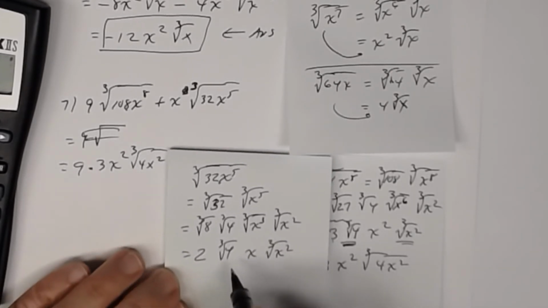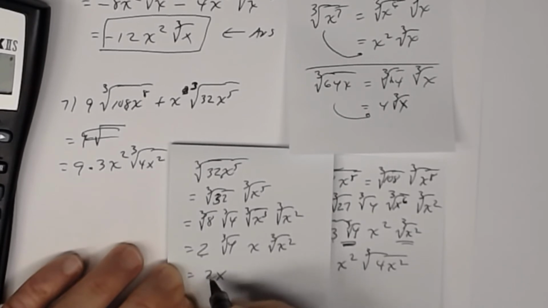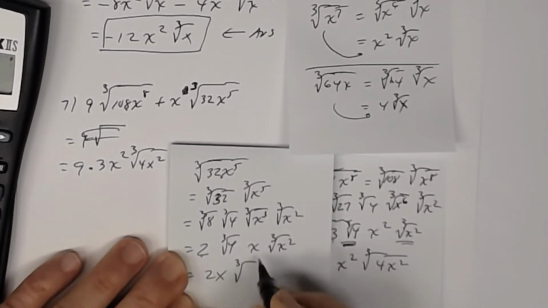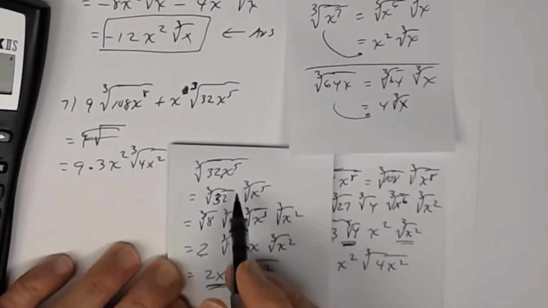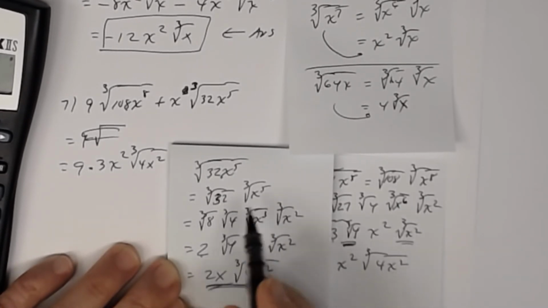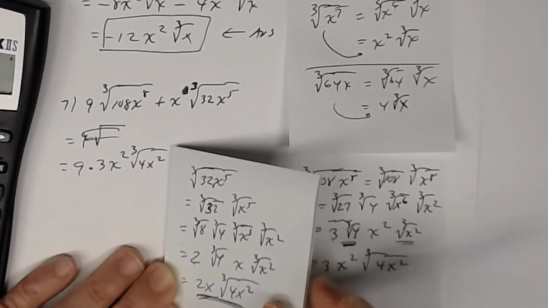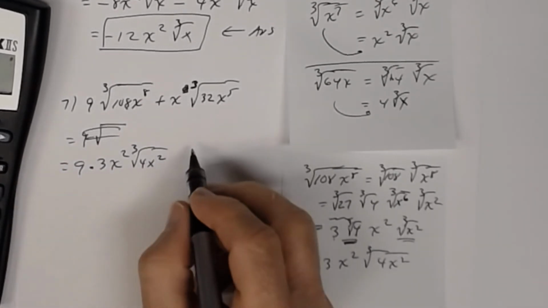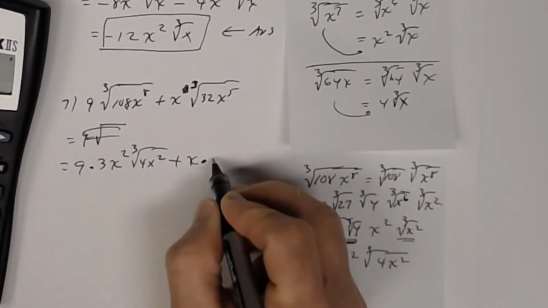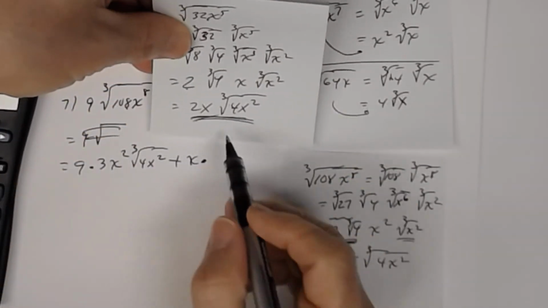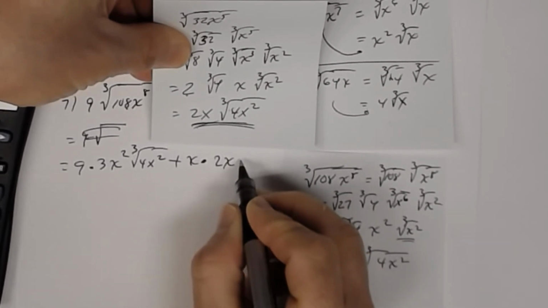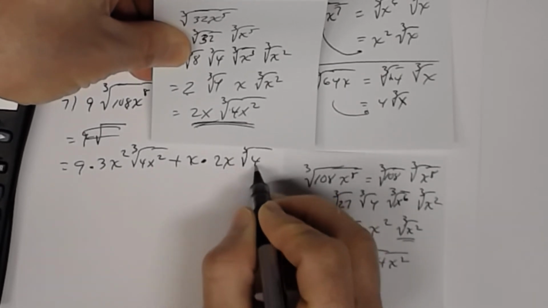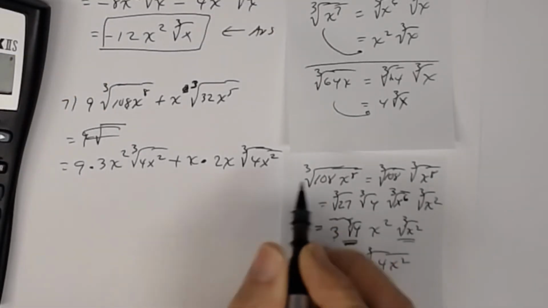But I can rewrite this as 2x times the cube root of 4x squared. So that is this. Okay, but notice what you've learned in the past. Remember, this is in the past. That's not new. All right, so I'm going to put this right here in place of this. So it becomes plus x times 2x times the cube root of 4x squared. Okay, let's simplify this now.